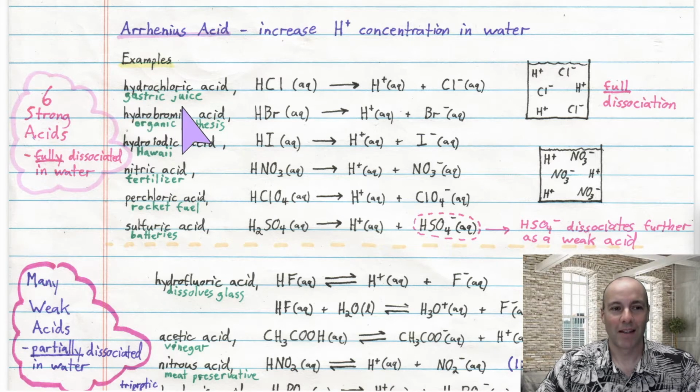Hydrochloric acid is found in gastric juice, so it helps with food digestion. Its formula is HCl. So HCl, when dissolved in aqueous solution, fully dissociates into the protons and the chloride (Cl⁻) anions. These are the conjugate base anions of HCl. The full dissociation is acknowledged by this one-way arrow here.